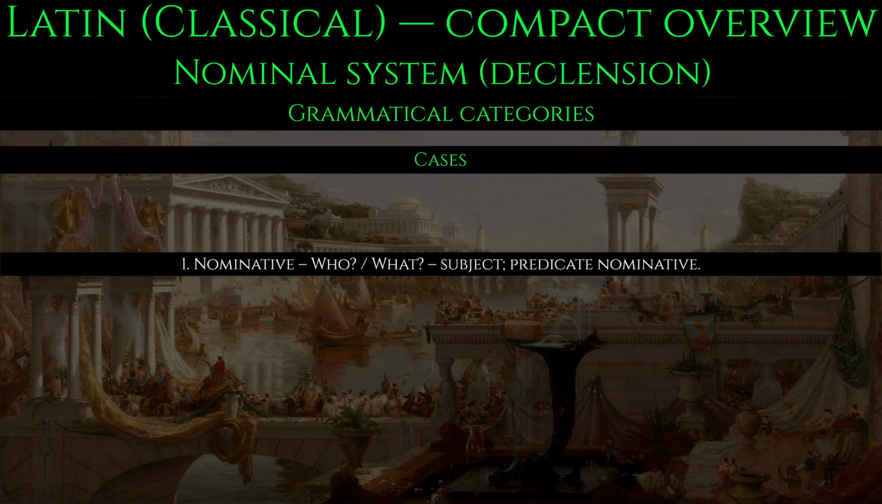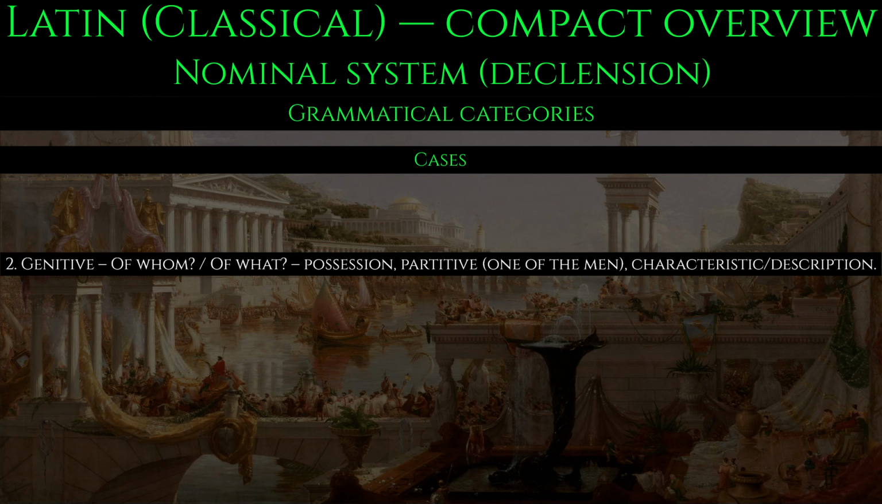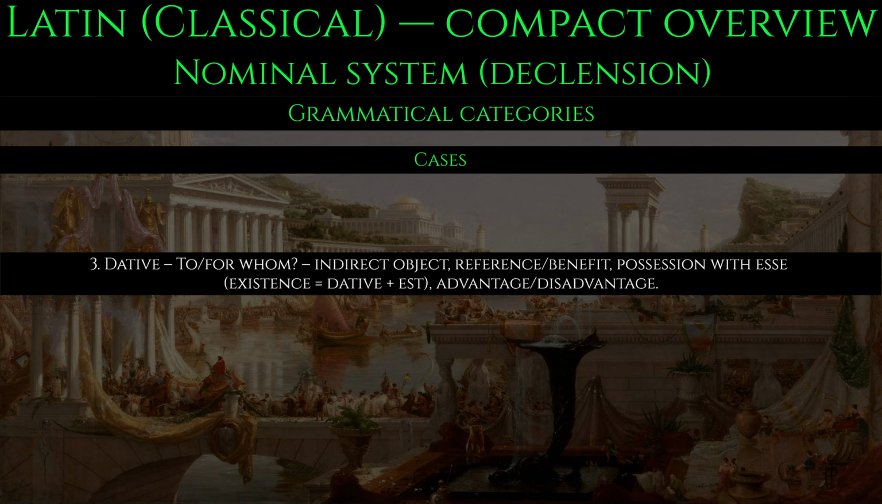Now to the cases. We have nominative, who or what: subject, predicate nominative. Genitive, of whom or of what. Here we have possession, partitive, for example, one of the men, characteristic or description. And then we have dative, to whom or for whom. Of course, indirect object, but also reference or benefit. Possession with esse, that would be existence, is dative plus est. And we have advantage as well as disadvantage.